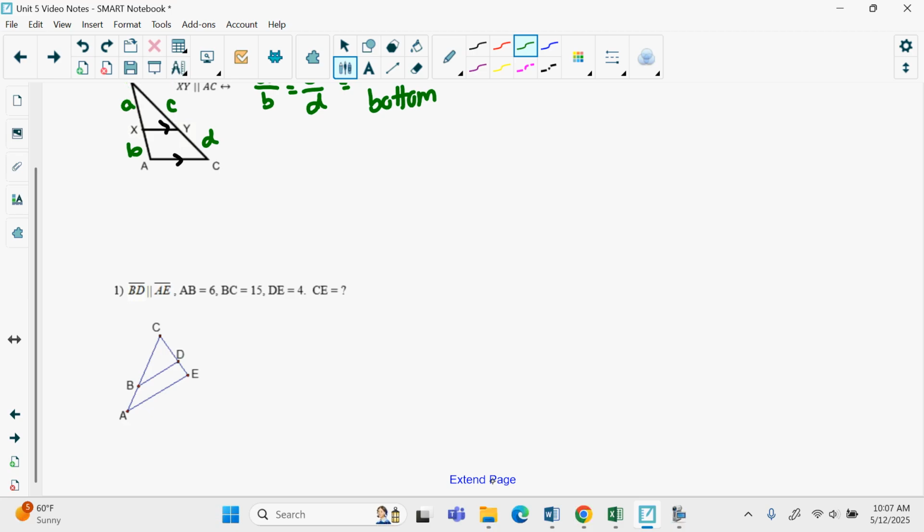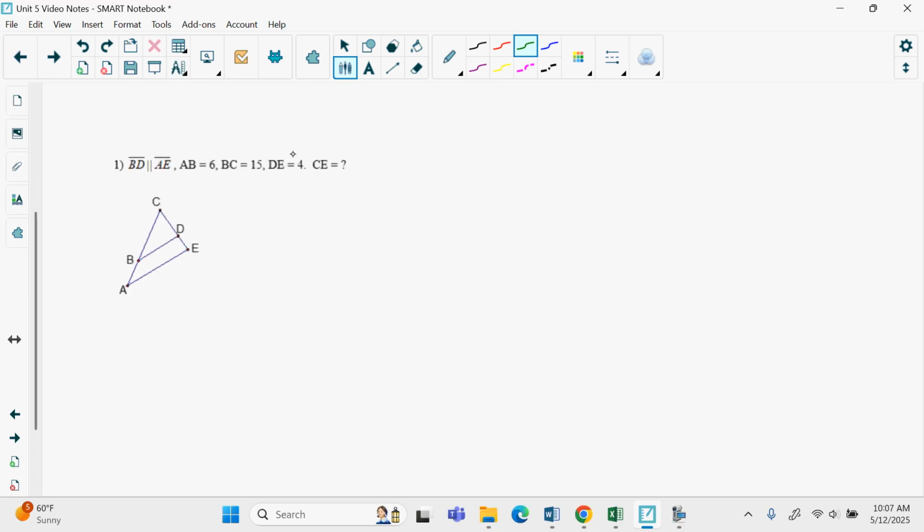Okay. Here's an example problem with this. So here I've got BD is parallel to AE, so I know that this rule applies. I've got AB is equal to 6, that's this little bit down here. BC is 15, DE is 4, and then I'm looking for CE. Now CE is interesting because CE is this whole thing. That's the piece I'm looking for.